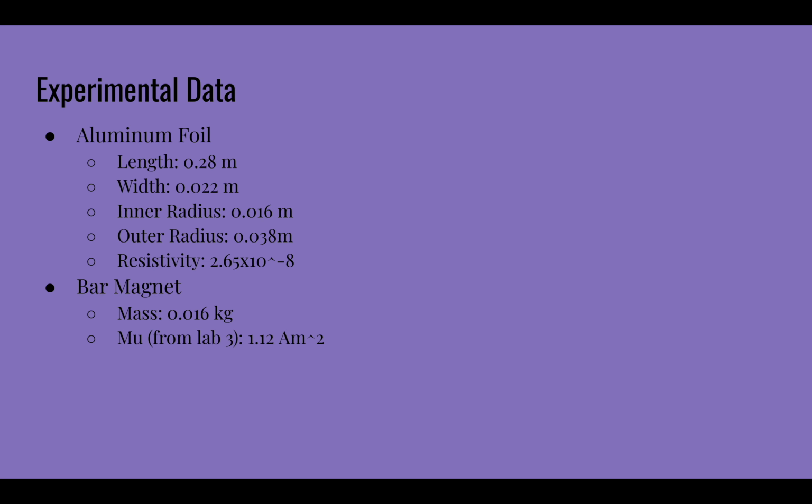So for our experimental data, we have our aluminum foil of length 0.28 meters, width 0.022 meters, which makes our inner radius 0.016 meters and our outer radius 0.038 meters, and that is our resistivity that we calculated. Our bar magnet has a mass of 0.016 kilograms, and our mu found from Lab 3 is 1.12.